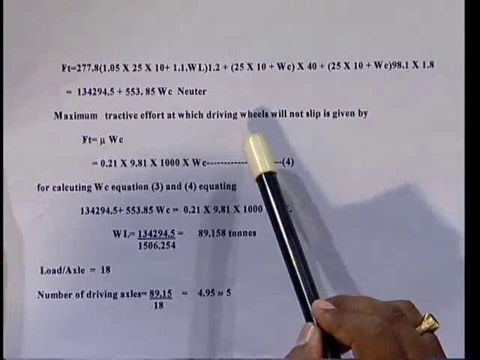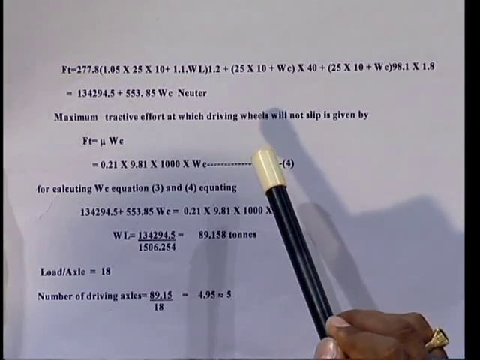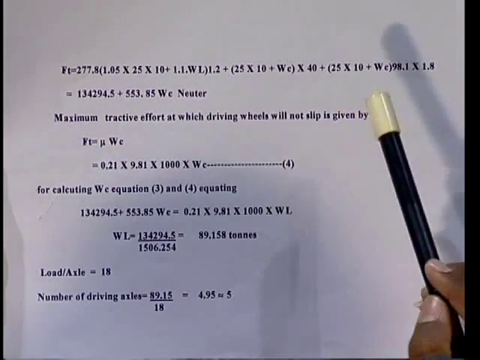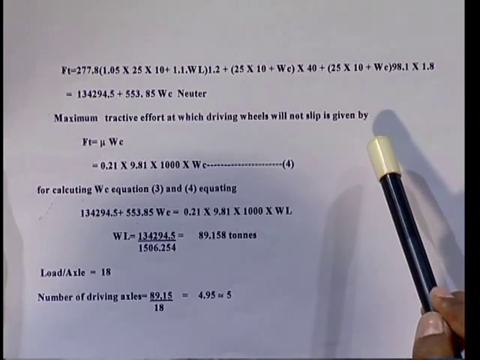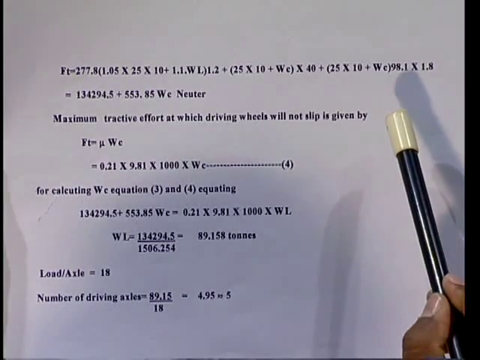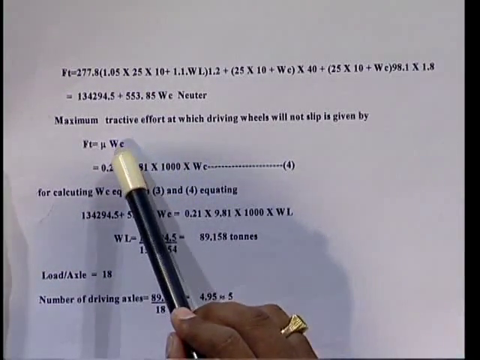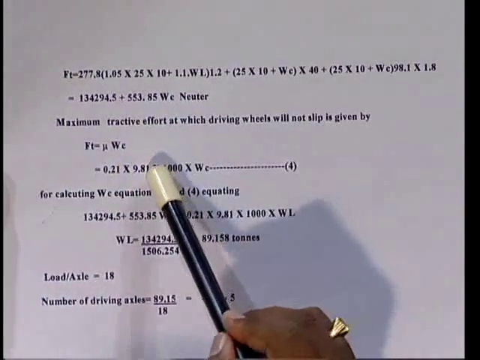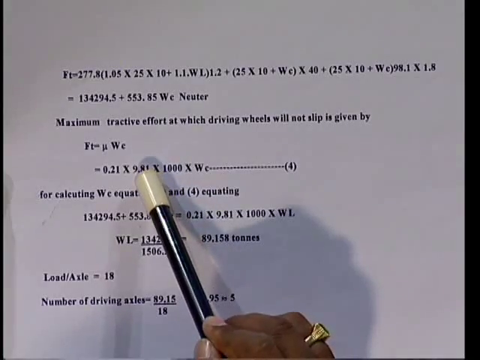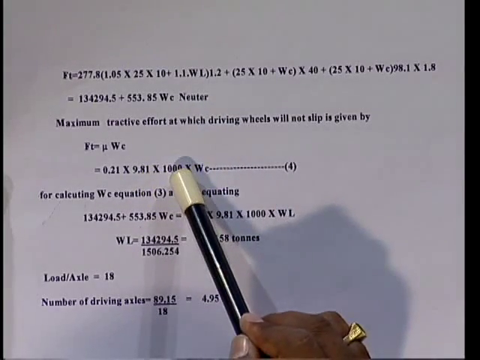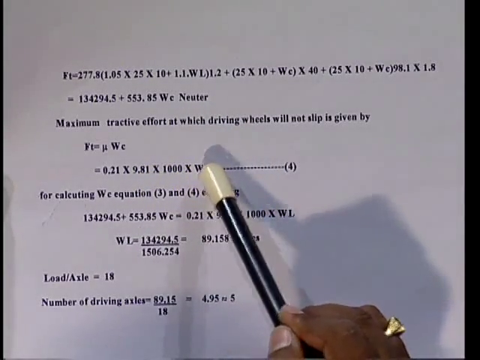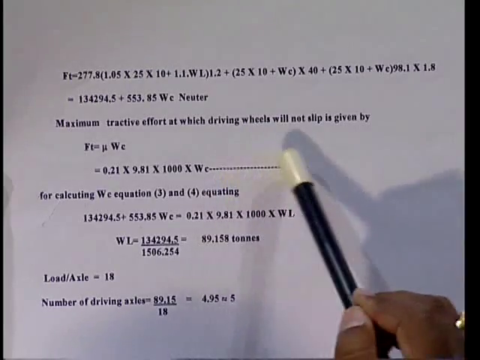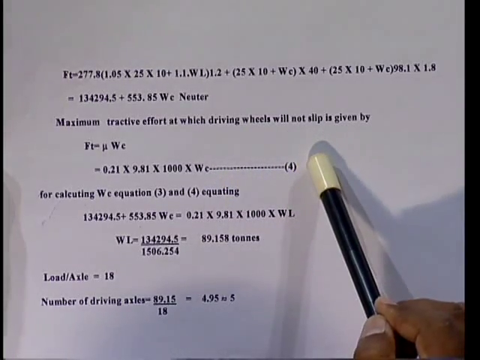553.85 W_C newtons. Maximum tractive effort at which the driving wheels will not slip is given by F_T is equal to μ into W_L. That is equal to 0.21 into 9.81 into 1000 into W_L. I am calling this the fourth equation.